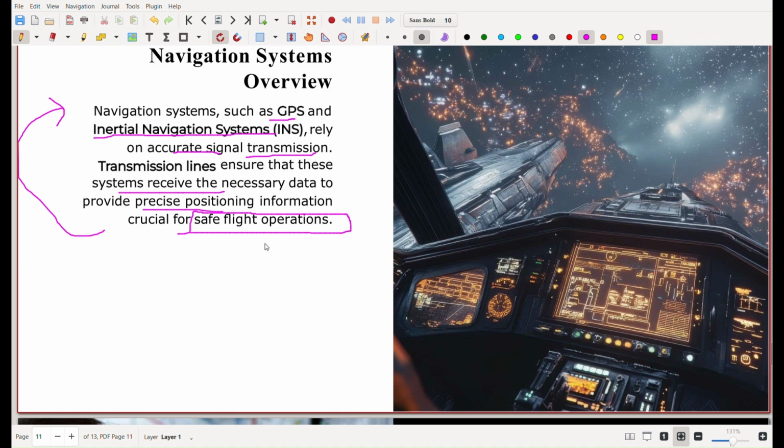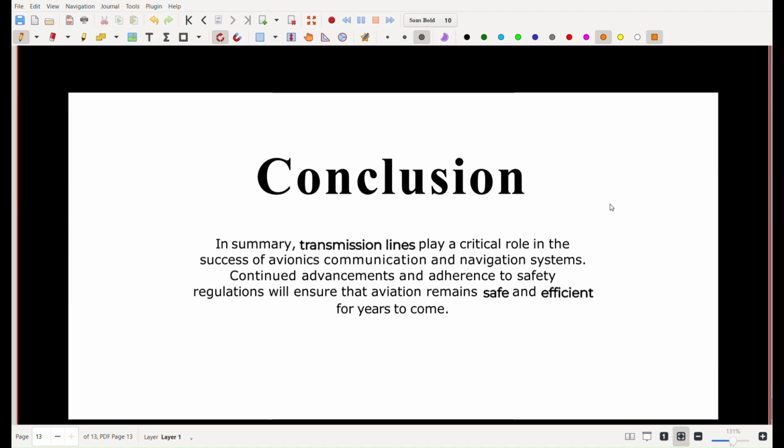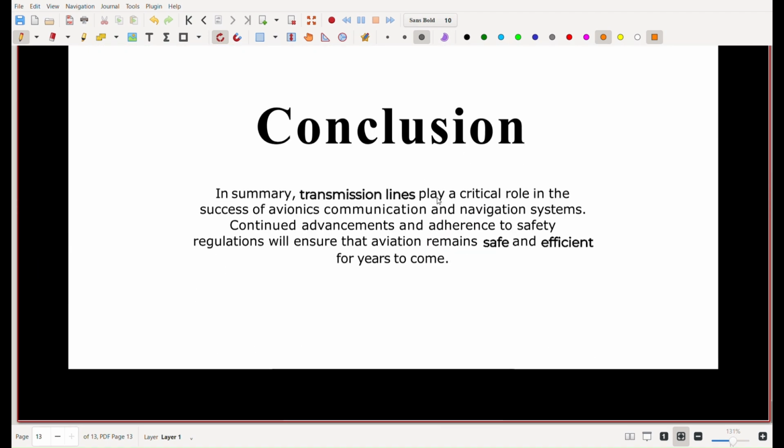Now let us see the challenges which we incur in transmission. Transmission lines face challenges such as degradation of the signal, environmental factors, the birds and other flies which come in the way of the airplane, and interference. These challenges are very necessary to consider so that effective transmission can be conducted from the ATC to the pilot. And at last, transmission lines play a critical role in the success of avionics, communication and navigation systems.